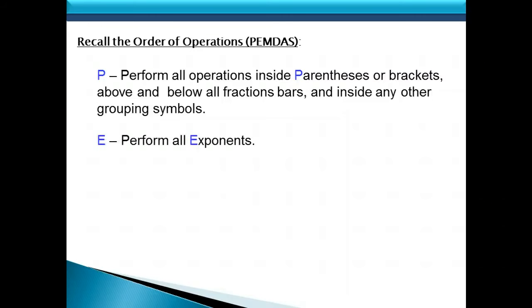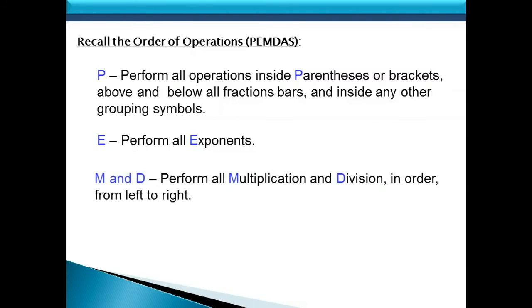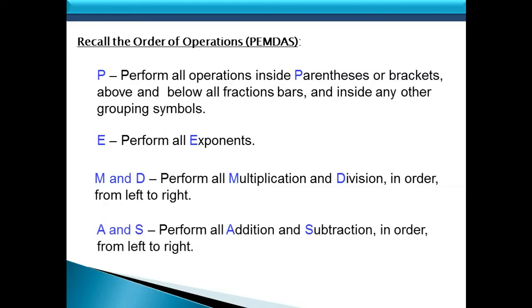Next we have E, which stands for exponents. So if you have any exponents in your expression, you would need to perform them next. Then you would perform the multiplication and division in order from left to right. So even though in the "Please excuse my dear Aunt Sally," the M comes before the D, we don't necessarily do multiplication before division. It depends on the order. So we perform them, whatever comes first, as we move from left to right. And the same thing for addition and subtraction. We perform all the addition and subtraction in order as we move from left to right.